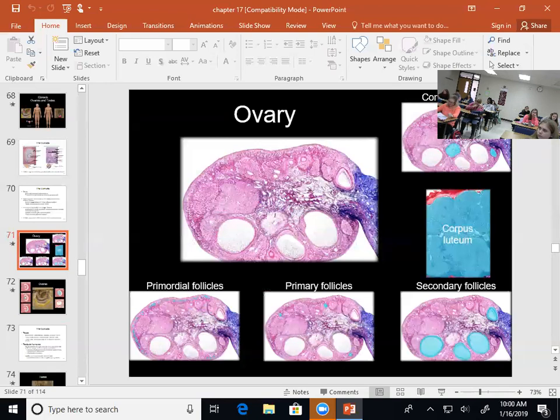But they just get high enough that, let me tell you what else is going to be released. It's called inhibin. Inhibin is a hormone that is going to suppress FSH. Inhibin from the ovaries suppresses FSH. What did y'all say FSH does?